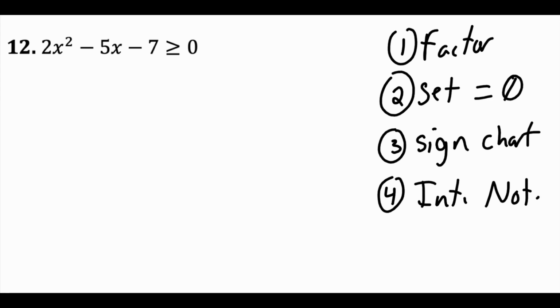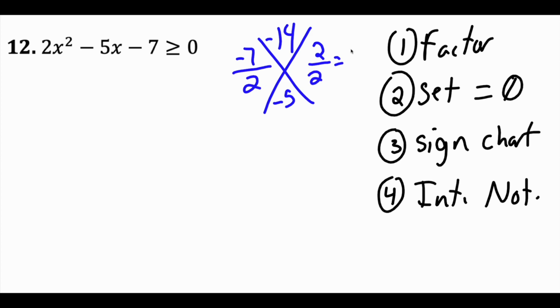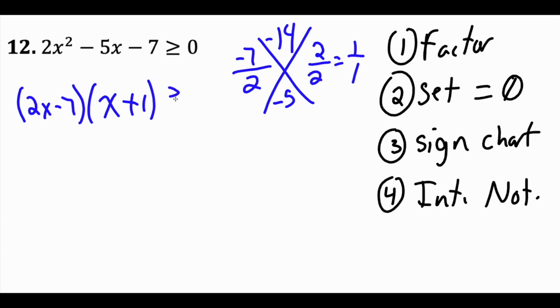All right, so first up, I'm going to do x method to factor. So 2 times negative 7 is negative 14. Negative 5 goes at the bottom. So my 2 factors are a negative 7 and a positive 2. Divide by my leading number. So this tells me I have 2 factors of 2x minus 7 and x plus 1. So that's the first step, factor.